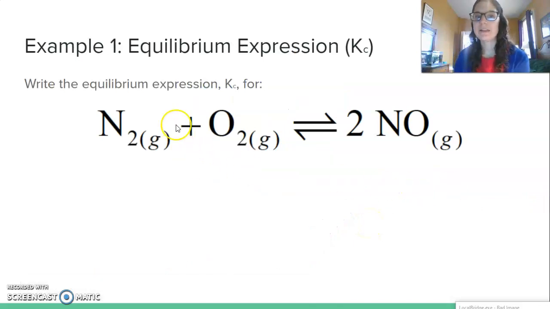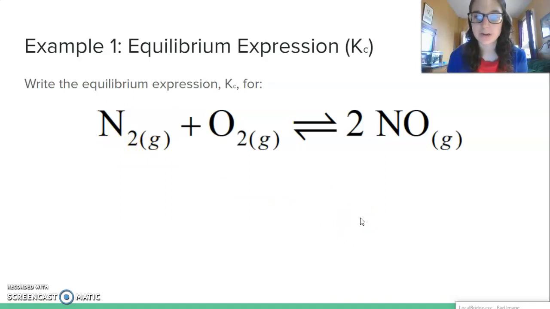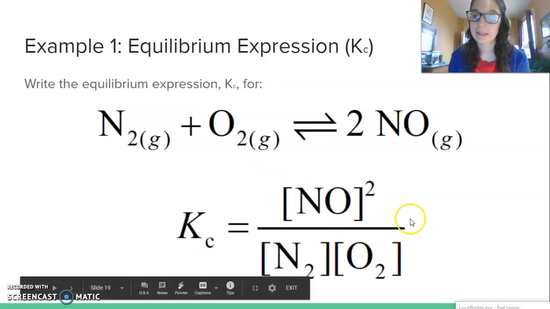So if we want to find the equilibrium expression, which is represented by Kc, we would write the chemical equilibrium expression by taking the concentration of the products to the second power divided by the concentration of the reactants to the power of 1, which we would not show in the equation. Here we only have one reactant. So our equilibrium expression for this equation would look like this.